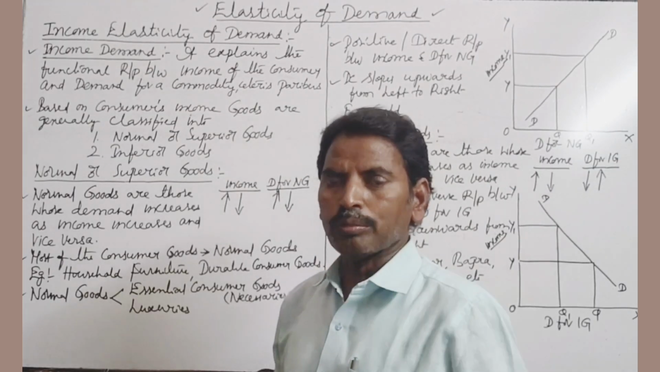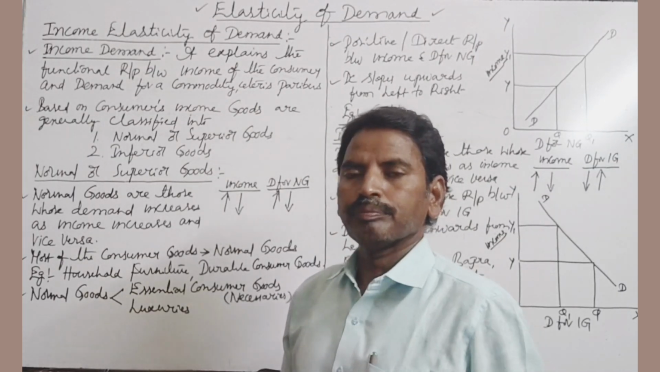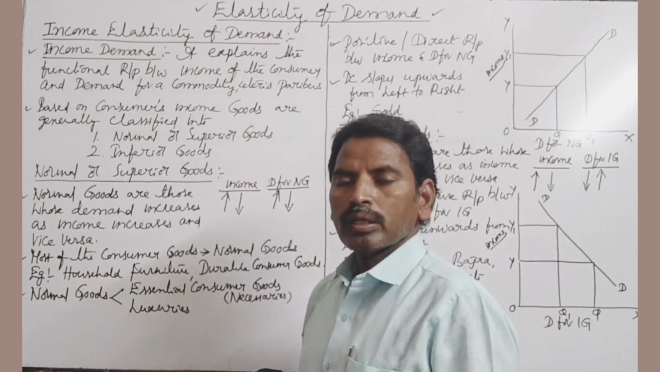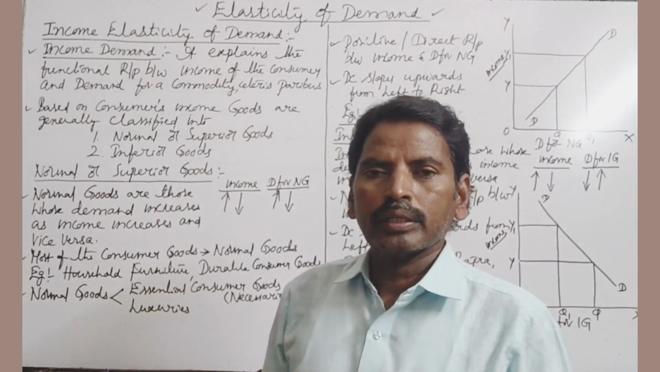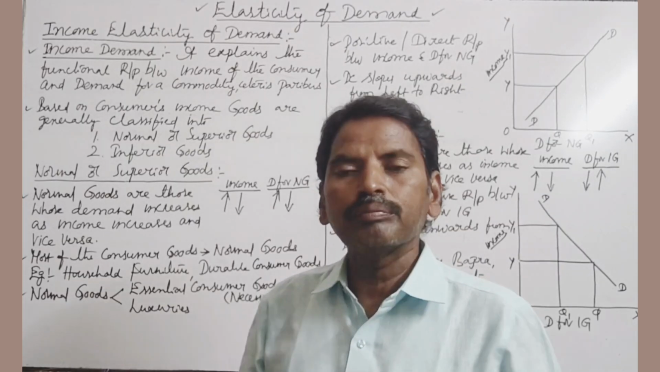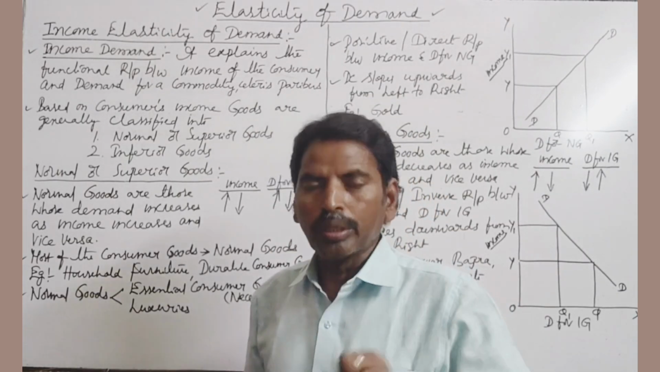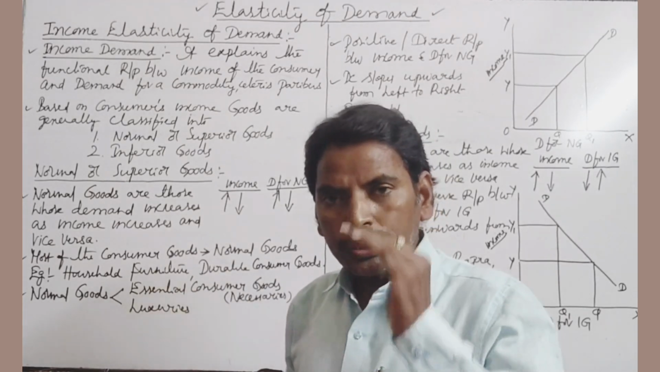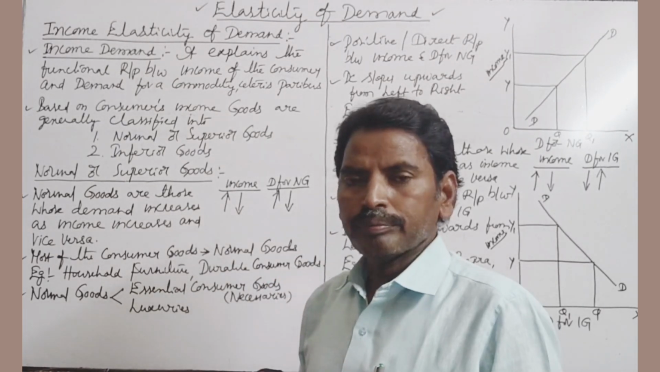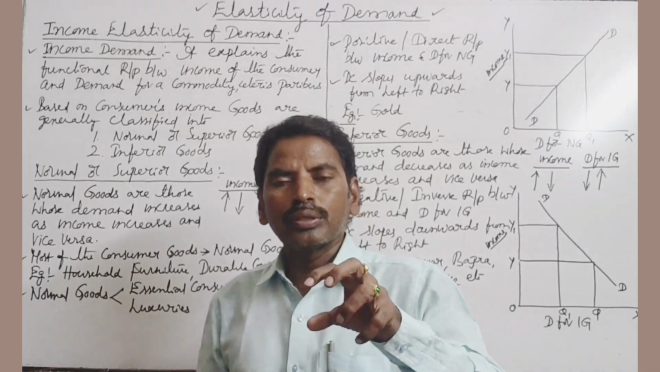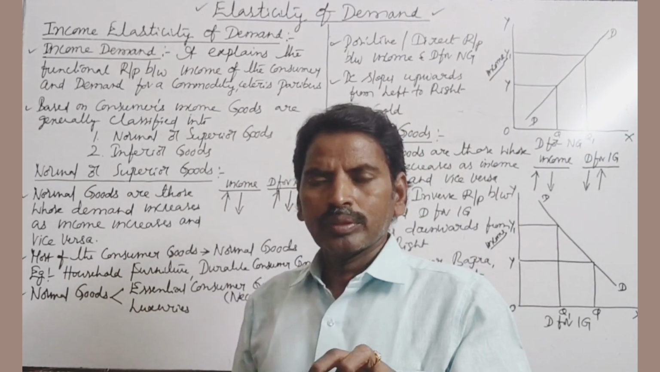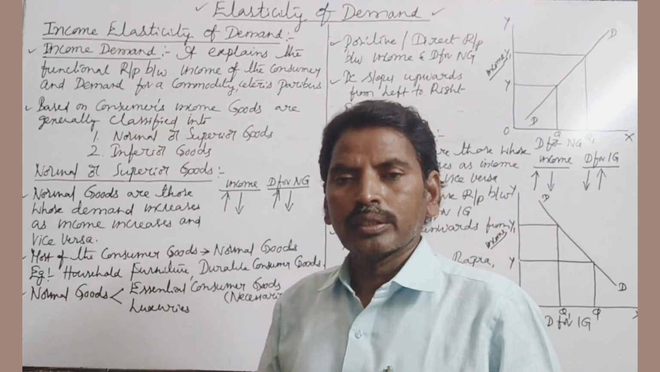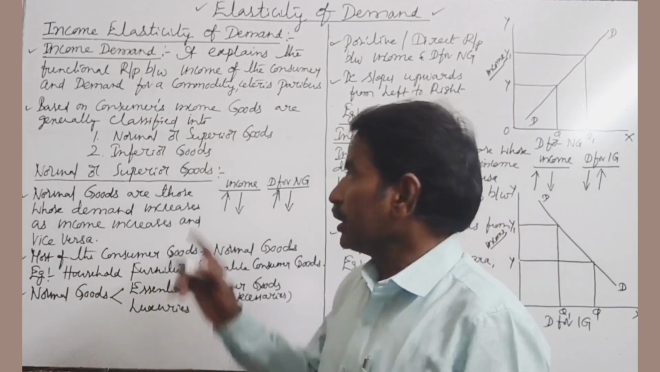So now let us examine income demand. Income demand explains the functional relationship between the income of the consumer and demand for a commodity. This is called income demand. How demand changes as the income of the consumer changes is explained by income demand.